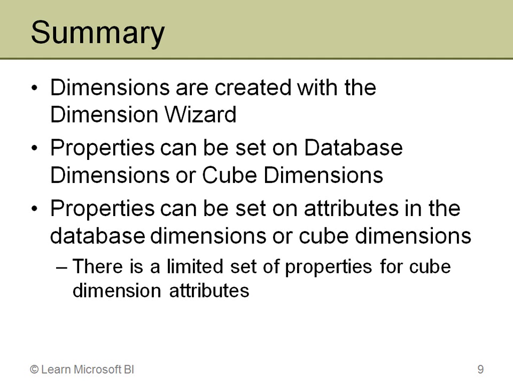So, in summary, I created dimensions with the Dimension Wizard. I generally prefer this over letting the Cube Wizard create the dimensions for me. I get more control, and I like this approach much better. Then, once I create the dimension, I can set properties in the database dimension, or once I make it a cube dimension. I can also spend time setting properties on my attributes in either the database dimension or cube dimension. When you're in the cube dimension, you have a very limited set of properties for attributes. So normally you're in the database dimension changing the attribute values or the attribute properties.